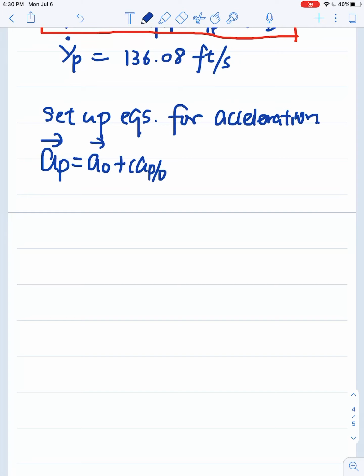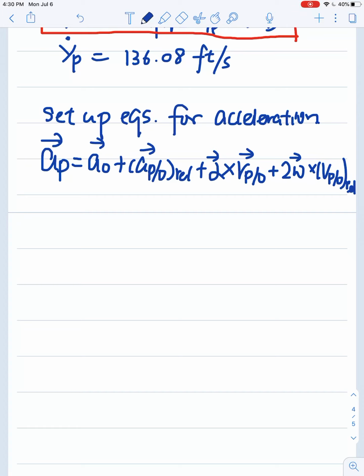plus AP slash O relative, plus alpha cross RP slash O, plus 2 times omega cross VP slash O relative. We're not done yet. One more term, that is minus omega square RP slash O. Okay, this is the equation we learned from chapter 3.